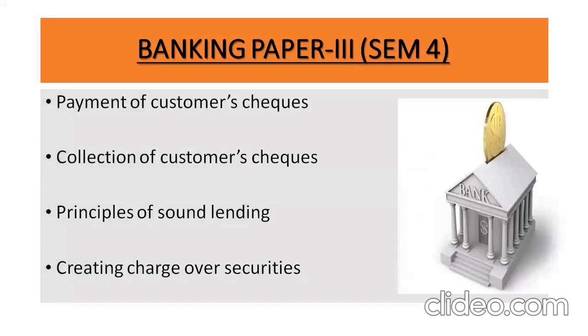For second year BCom semester 4, again, the syllabus contents for banking paper 3 would be payment of customers' checks, collection of customers' checks by the paying banker and the collecting banker, the precautions that a bank will have to observe along with the same, the principles of sound lending, the types of securities that a bank will have to accept, creation of charge over securities, again to name a few, could be mortgage, hypothecation, lien, pledge, etc.